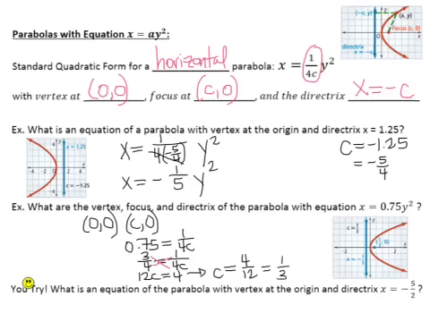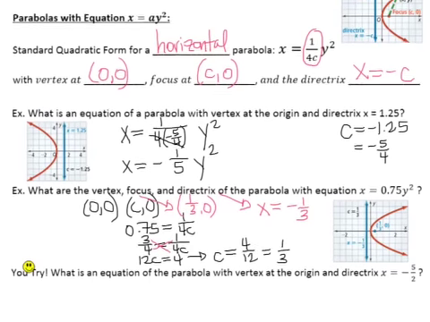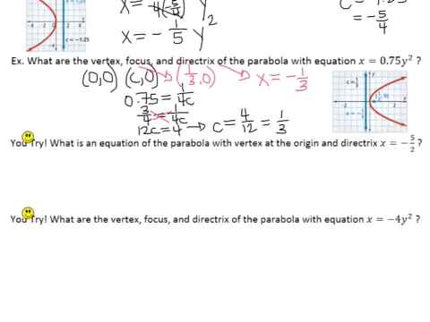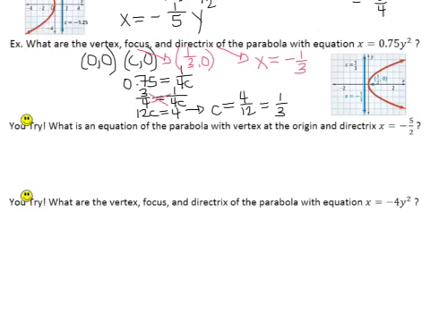So my focus is going to be at the point (1/3, 0). And my directrix is the equation x equals the opposite of c, so x equals negative 1/3. So there's my vertex, my focus, and my directrix. Alright, so you try. Here's these two problems. Go ahead and pause it and then continue on.